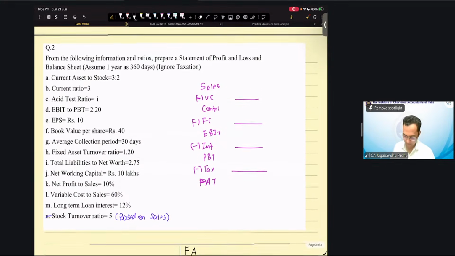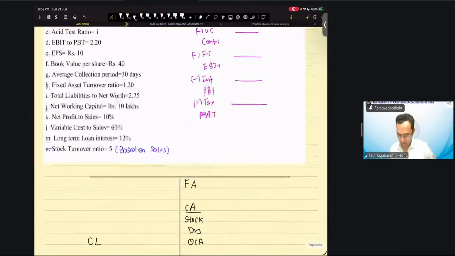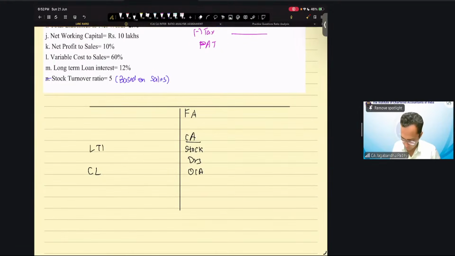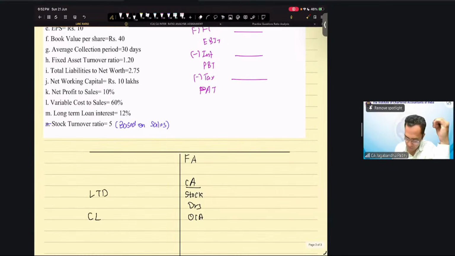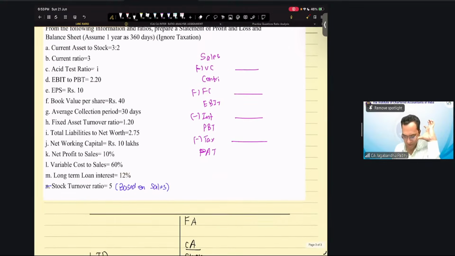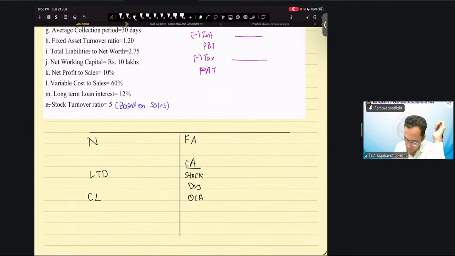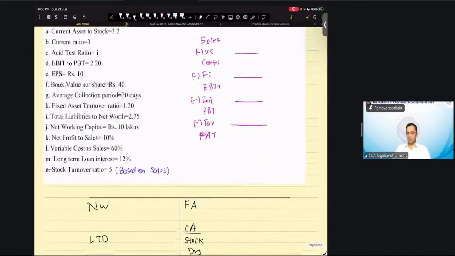Then you have long-term loan or long-term debt. Then net working capital, and liabilities to net worth. Of course, the net worth will comprise variable cost, net profit to sales, net working capital. It's just going to be the net worth or the own fund. So let's start one by one.